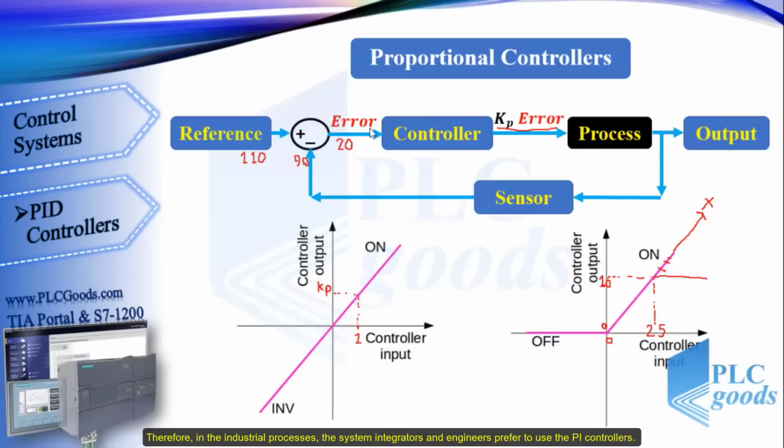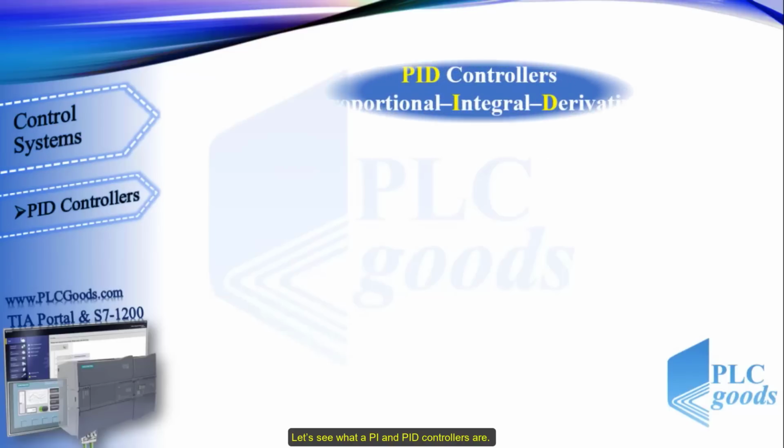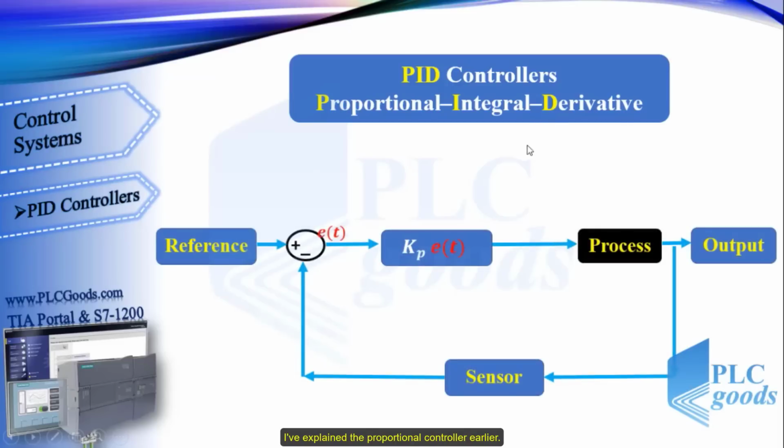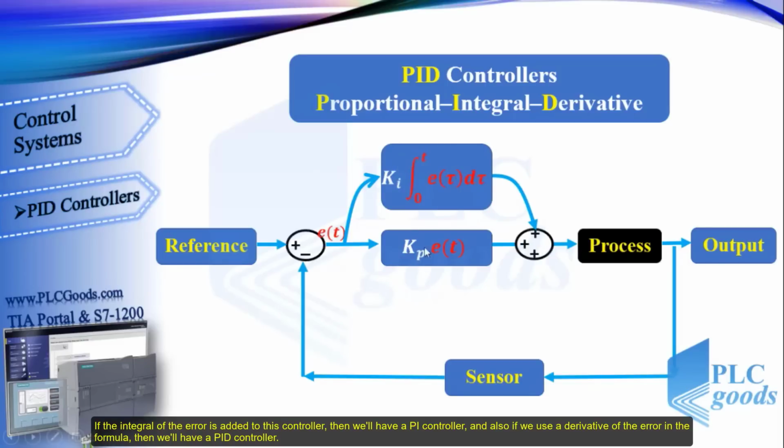Therefore, in the industrial process, the system integrators and engineers prefer to use the PI controllers. Let's see what PI and PID controllers are. PID is an abbreviation of proportional integral derivative. I've explained the proportional controller earlier. If the integral of the error is added to this controller, then we will have a PI controller. And also if we use a derivative of the error in the formula, then we will have a PID controller.